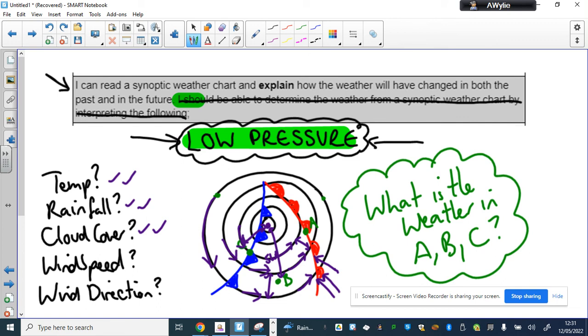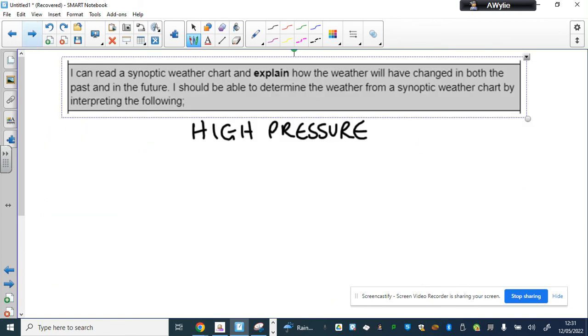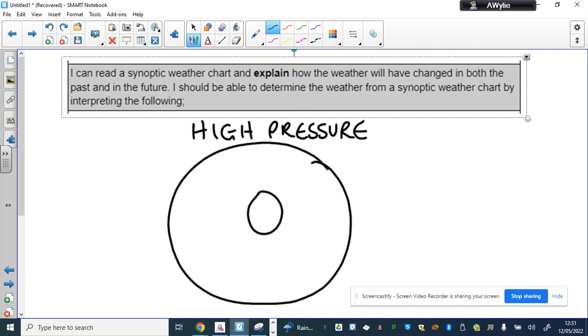To finish off with, what you could now do is develop a flashcard, in this case for high pressure, and on one side draw isobars that are far apart, pop a location on it, like here for example. That's all you need. You don't have any weather fronts with high pressure, so we won't be talking about cloud cover. We'll be saying there are clear skies.